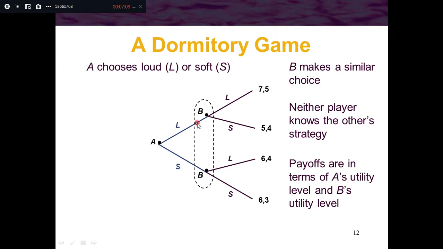If student A plays loudly and student B plays softly, then they get utility of 5.4. If student A plays softly and student B plays loudly, then they get utility of 6.4. And if student A plays softly and student B plays softly, then they get utility of 6.3. So B makes a similar choice. Neither friend knows the other's strategy. Then the payoffs are in terms of A's utility level and B's utility level.